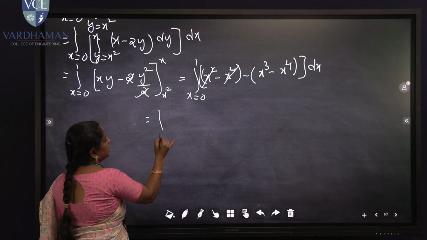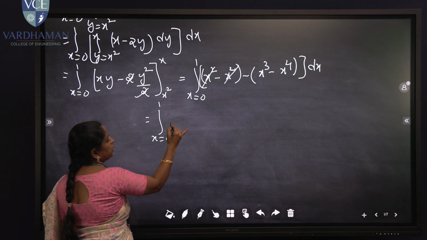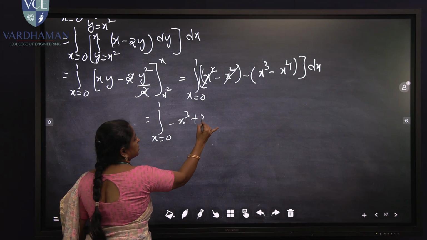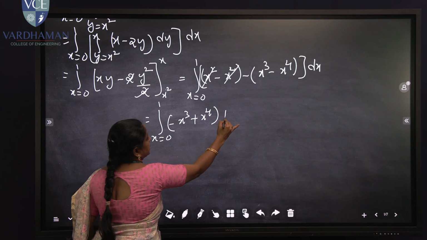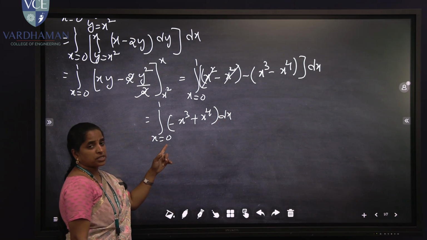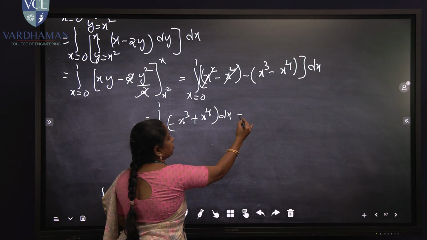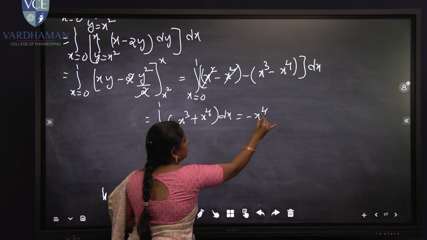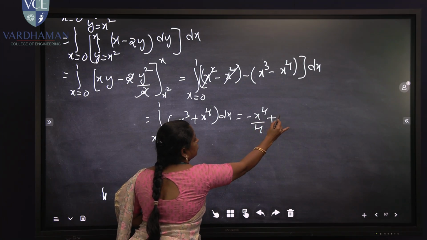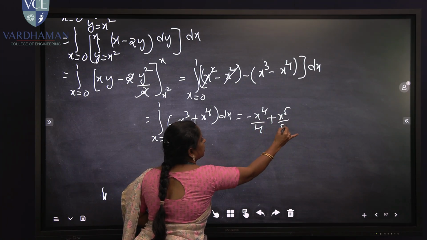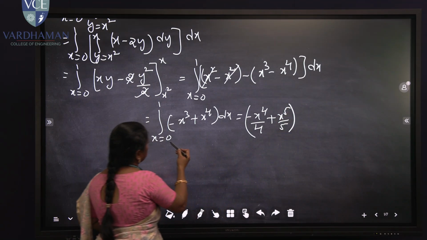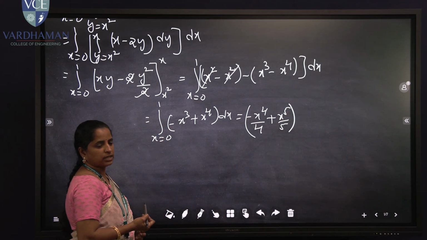Now the integral from x equal to 0 to 1 of (1 minus x cube plus x to the power of 4) dx. Now we have to integrate with respect to x. So if you integrate, you are going to get x to the power of 4 by 4, and x to the power of 4 will become x to the power of 5 by 5. Substitute the limits. So what are the limits? 0 to 1 are the limits.